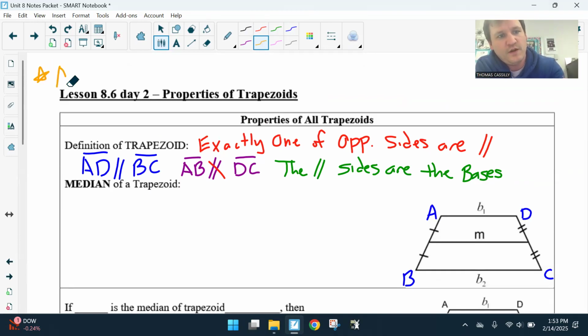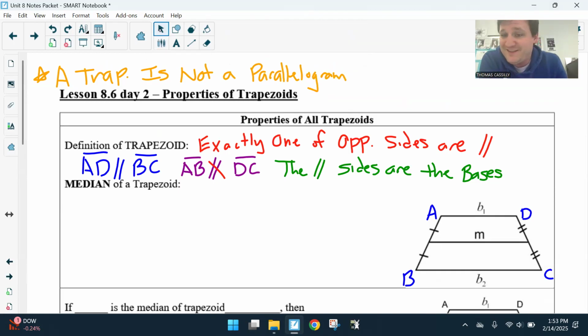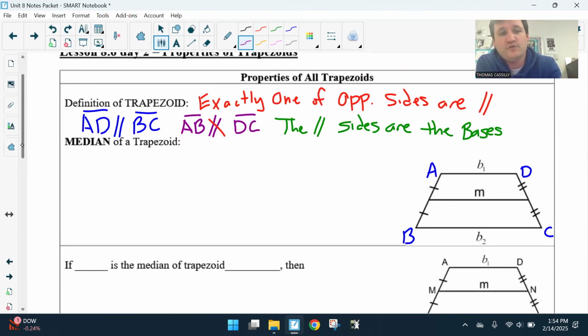I'm going to say a trapezoid is not a parallelogram. All right, and there we have it. A trapezoid is not a parallelogram. Remember, parallelogram, both pairs of opposite sides are parallel. In this guy, they're saying exactly one. All right, so that's what a trapezoid is.